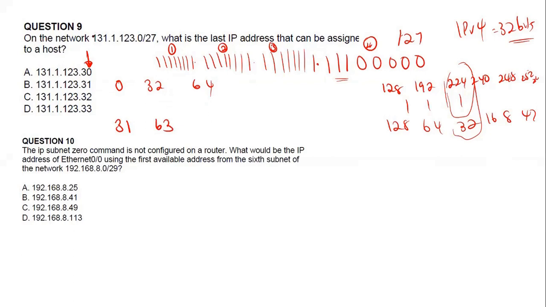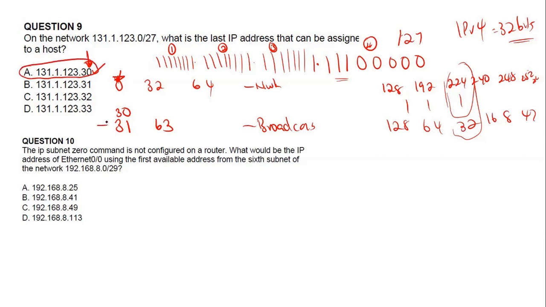So I have 31 there, and I have 63 here. The question is saying on the network 123.0, which is this, what is the last IP address that can be assigned to a host? Remember, you cannot assign a network address or a broadcast. So the last usable address would be my 30 here. Out of these answers, I can see 30 is there, so this would be the answer.